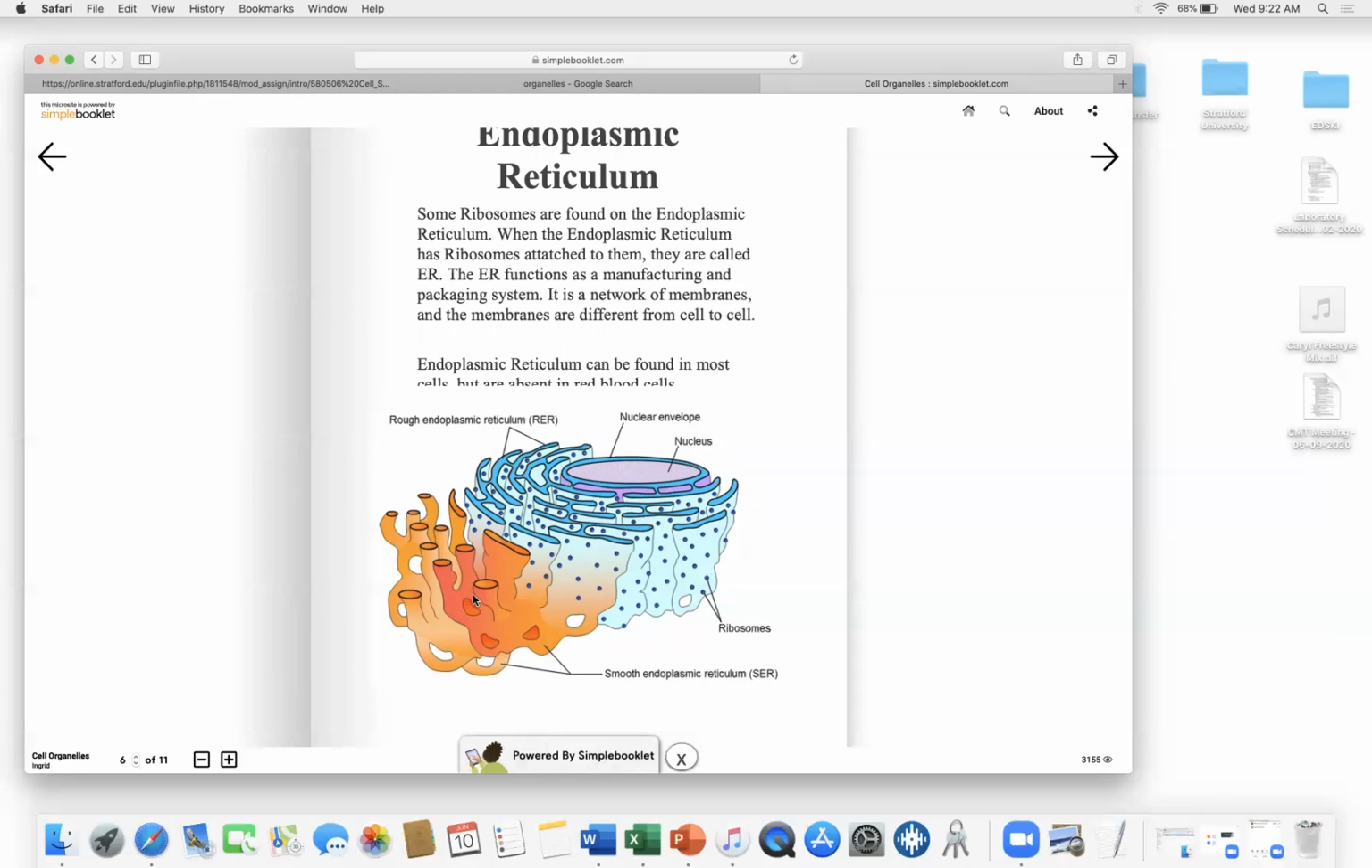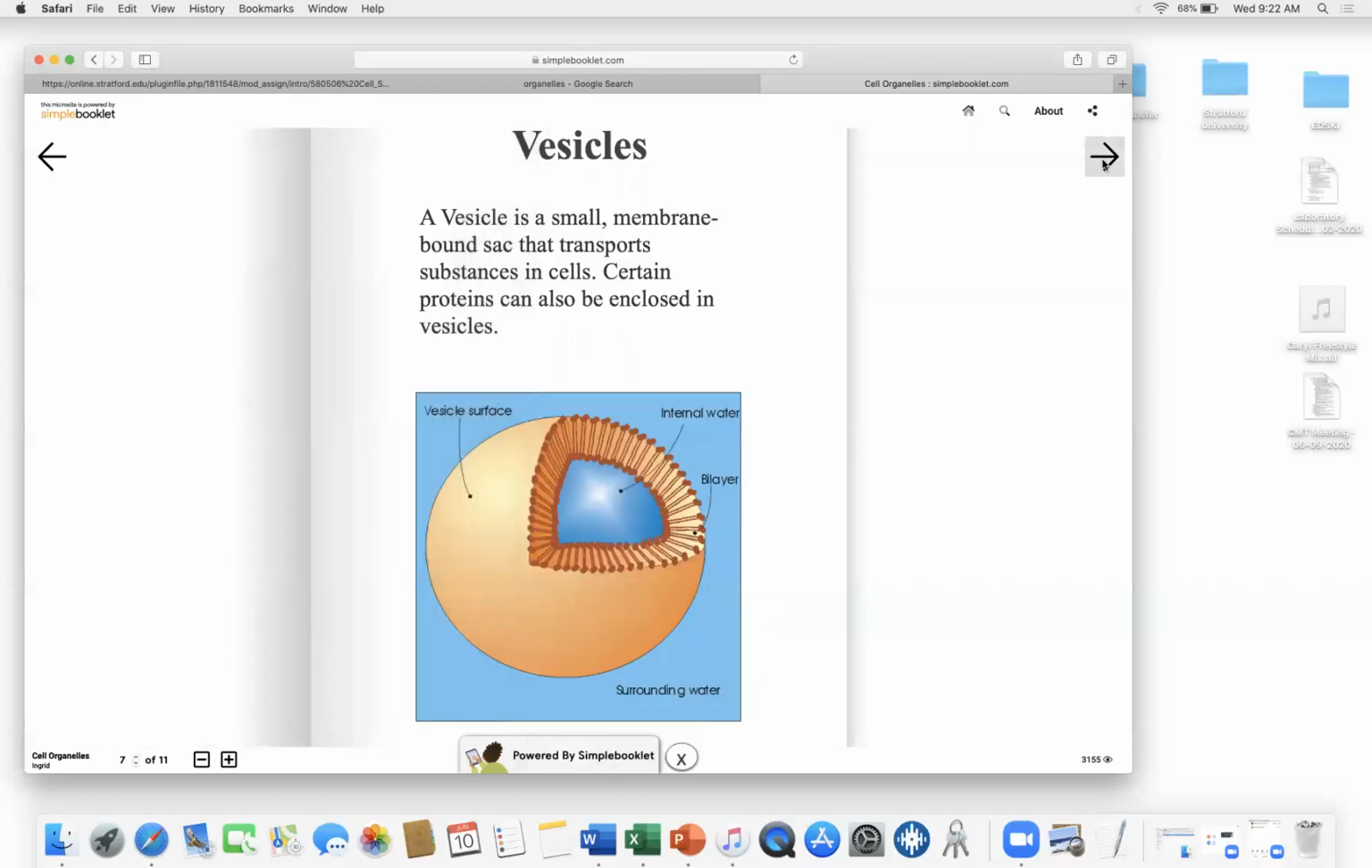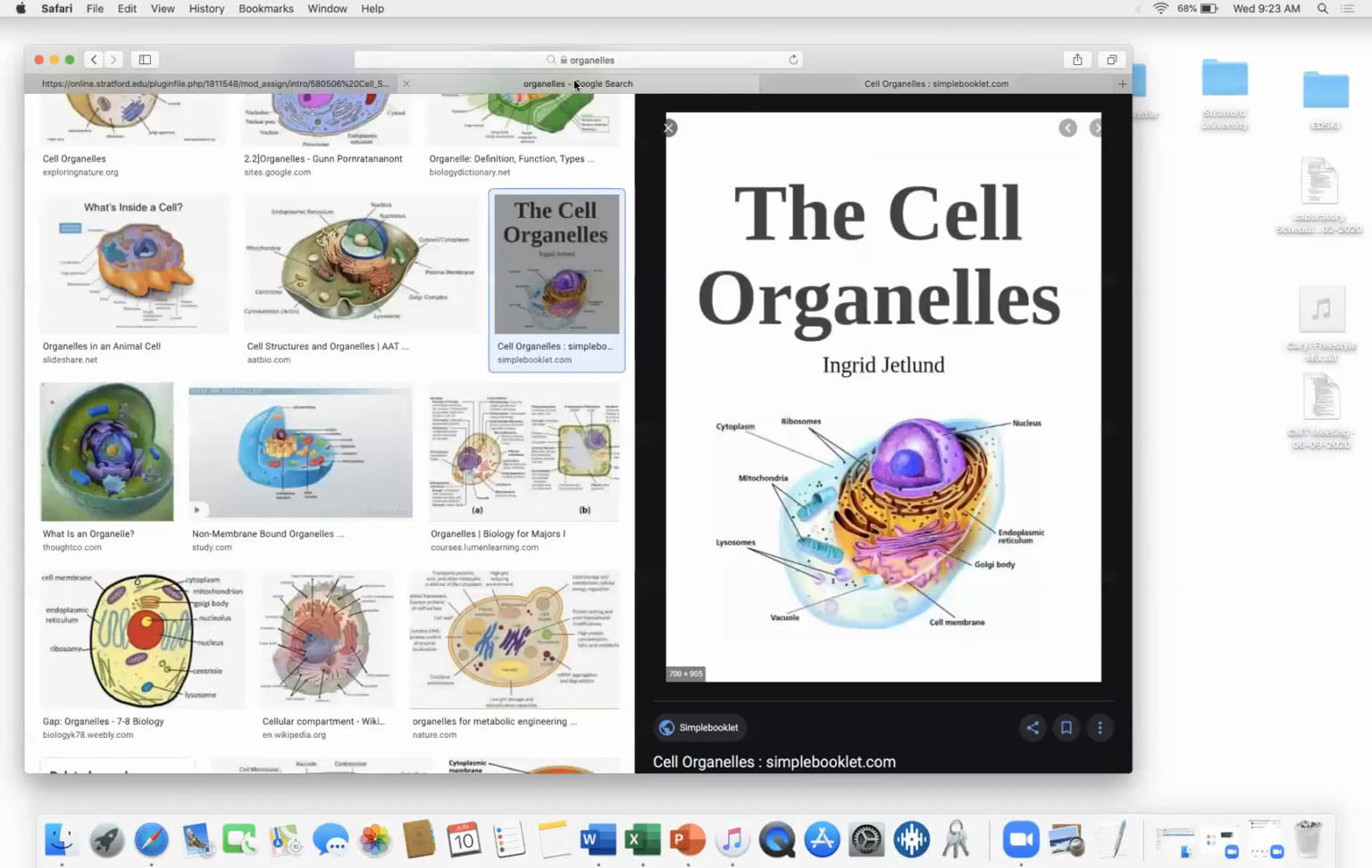They call it the SER, the smooth, because it doesn't have any ribosomes, okay? But the same exact thing happens. You have the DNA to the RNA, sends the message to the smooth endoplasmic reticulum, hey, go make me some carbohydrate, go make me some fat, okay? Now, what happens when it makes me some proteins and makes me some fat? Well, we got to transport this stuff within the cell itself, right?